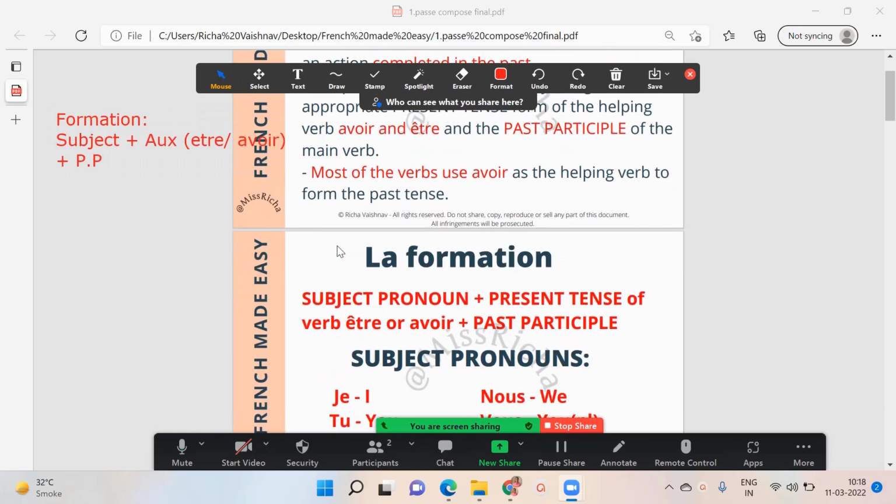For now, we will see which verbs. Okay, now as you all know, in French there are n number of verbs. We don't have to sit and actually learn by heart the passé composé rule for all those verbs. Most of the verbs will use avoir as auxiliary or the helping verb to form the past tense. Most of the verbs, 80 to 90% of the verbs will use avoir auxiliary, and in today's lecture we will be focusing on avoir auxiliary.